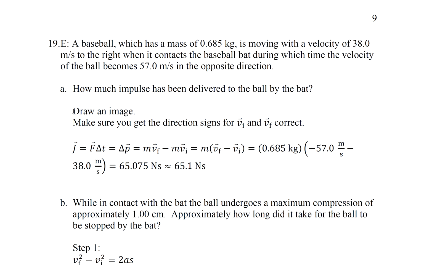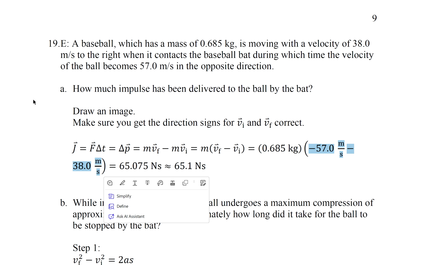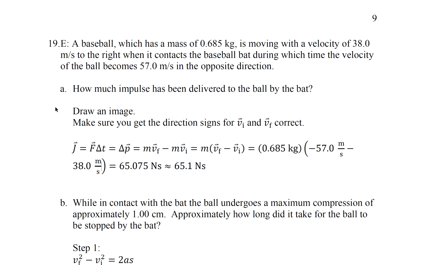So draw an image so you understand what's happening. And make sure you get your directions correct for v initial and v final. So in one moment it's going, let's just say to the right, and the next moment it's going to the left. So if I say to the left is negative, I get negative 57 meters per second minus 38 meters per second. That's going to be my delta v.